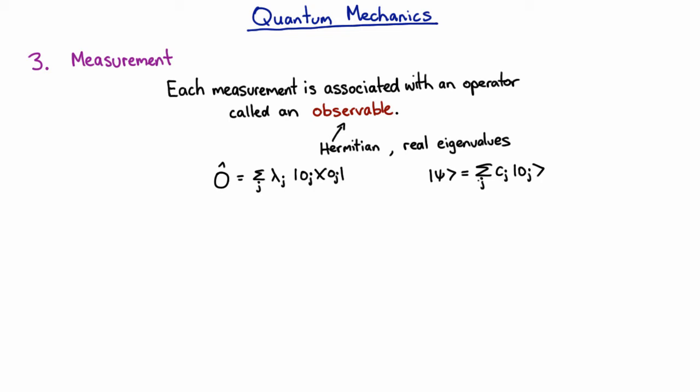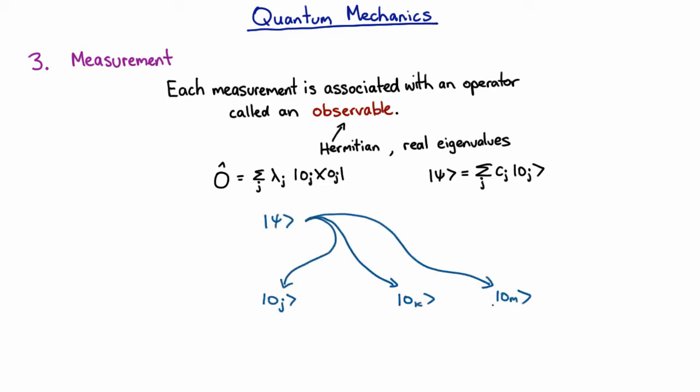So we expand our state in terms of the eigenstates of our observable. And then if we make a measurement associated with this observable, then what happens is this state changes dramatically. It jumps to one of these eigenstates. So in fact, what we get is not a deterministic result, but a stochastic result. The only thing that the probability of going to a particular eigenstate can depend on is the coefficient of that eigenstate in the original expansion of our state.